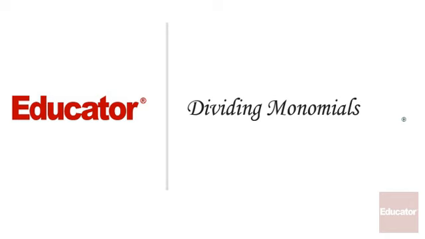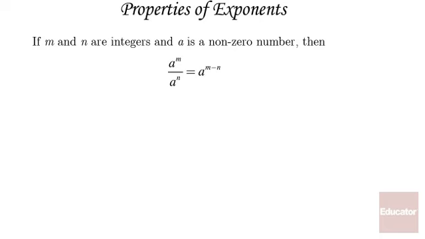Educator.com, we're going to be discussing dividing monomials. The first property of exponents is if m and n are integers and a is a non-zero number, then if you are dividing monomials with the same base, then you subtract the exponents.